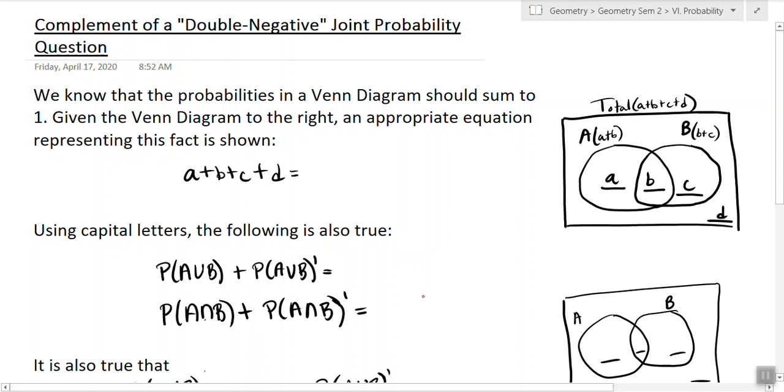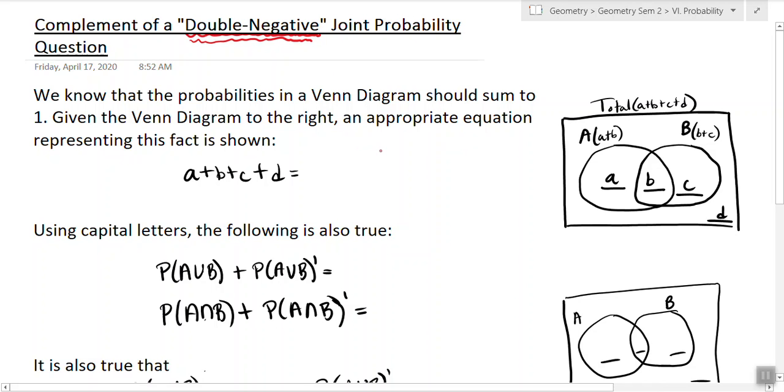Hey, so in this lesson, I'm going to show you how to take the complement of a double negative joint probability question. When we're speaking in English and we use two negatives, it becomes a positive, right? And oftentimes, if you use two negatives, there's a much easier way to say what you're trying to say. For example, if I say that I do not want to not go to the mall, then that means that I want to go to the mall. Okay, so we're going to have this double negative idea in our brains while we approach today's lesson.